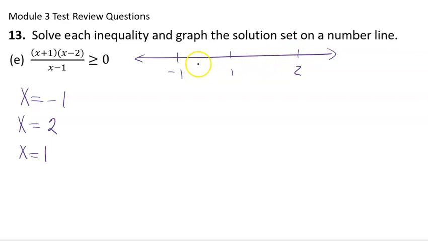Actually, closer to here. There's 2 between here. So these two should be closer together. But that's not important. You just need to shade.